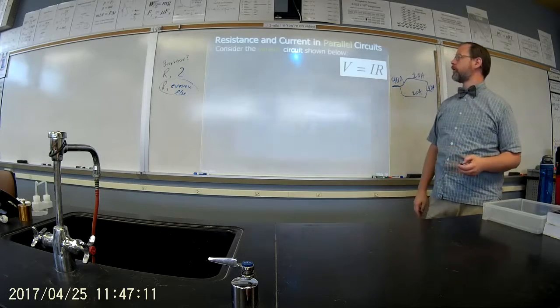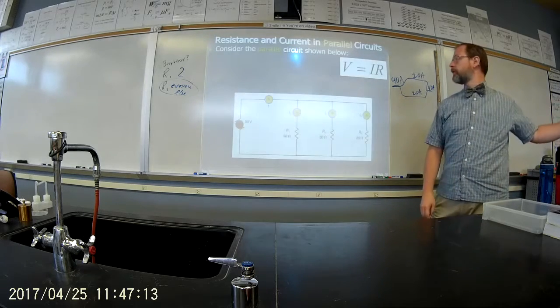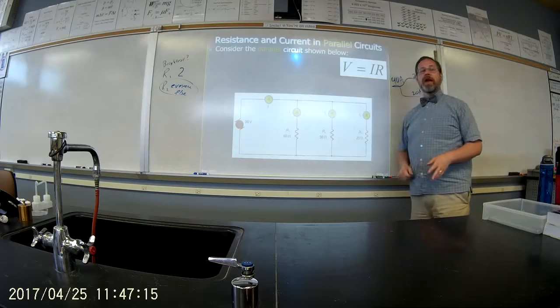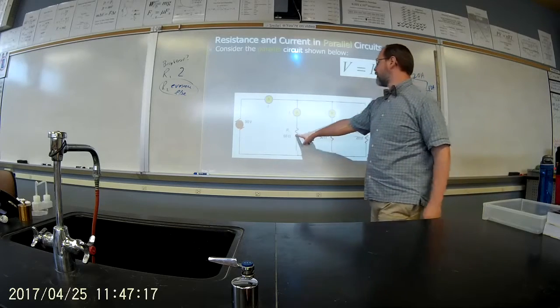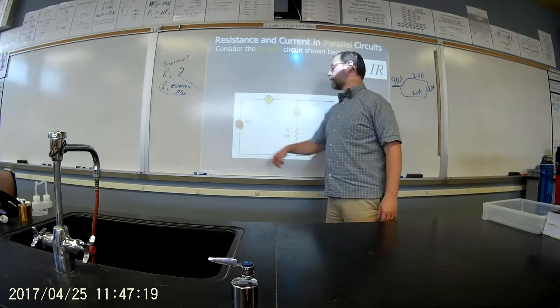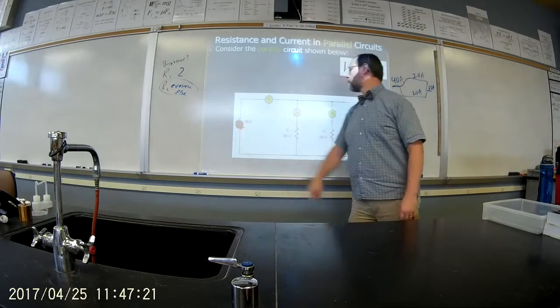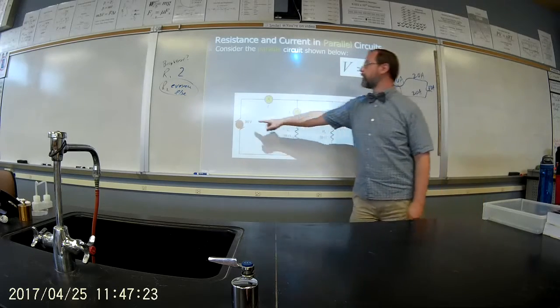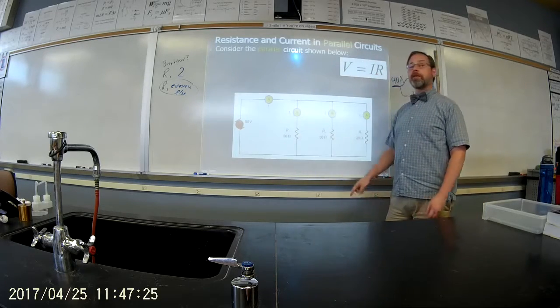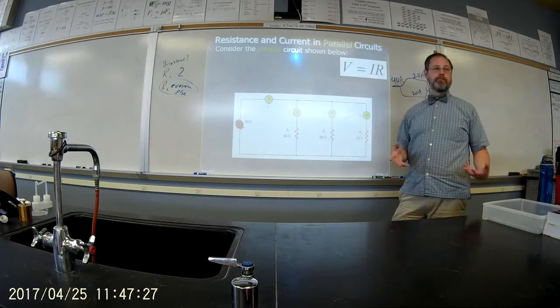The great thing about a parallel circuit is each branch has the same access to the battery. Let me show you what I mean. Here's our parallel circuit. Each branch has the same access to the battery. This branch sees 90 volts. This branch sees 90 volts. This branch sees 90 volts. R1 doesn't even realize R2 and R3 are there.